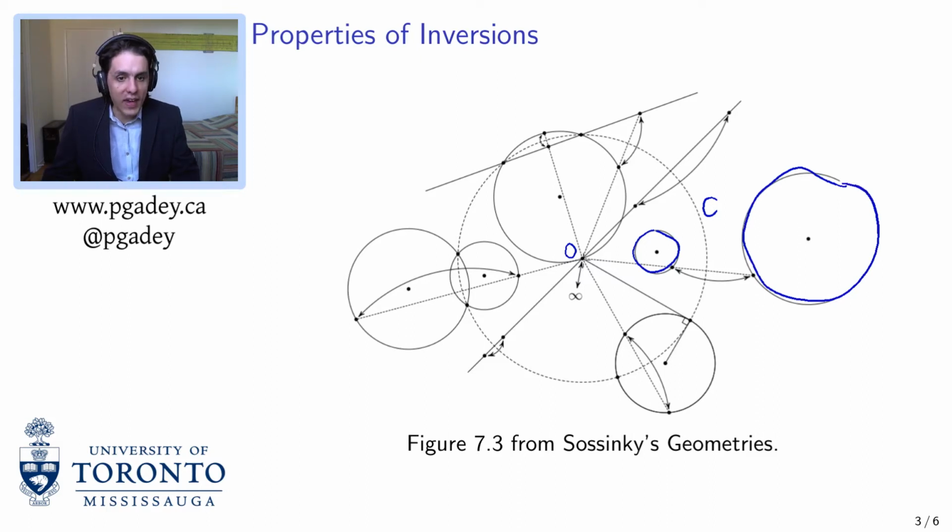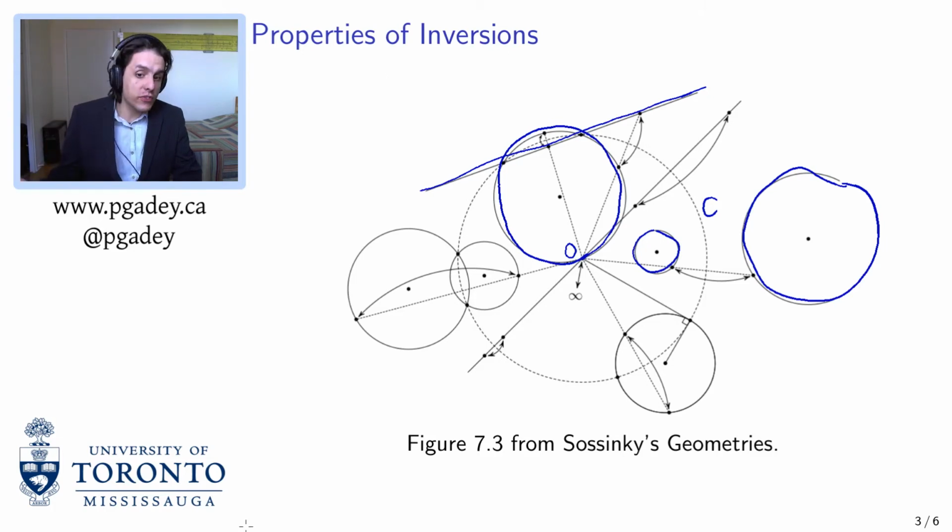If we have a circle passing through the point O, then it's going to invert to a straight line passing through the circle of inversion. Lines passing through the center of the circle will invert to themselves, and circles orthogonal to the boundary will also invert to themselves. There's lots of beautiful properties that inversion has, and we're going to get into the proofs of these in class.